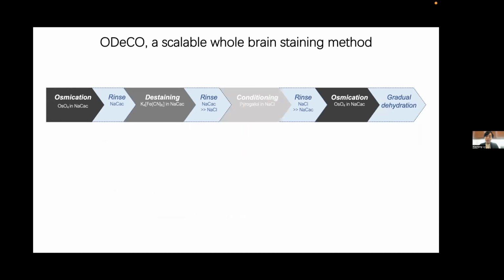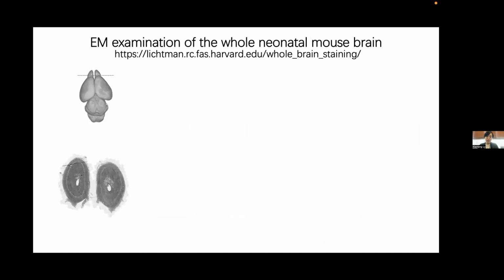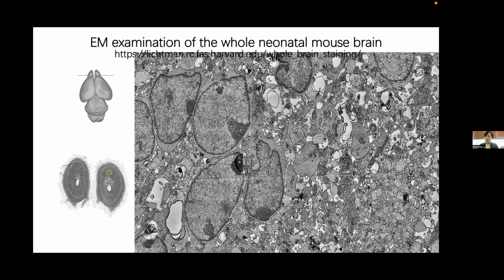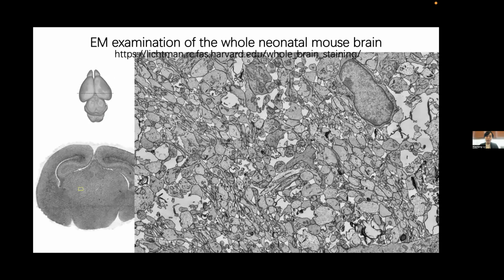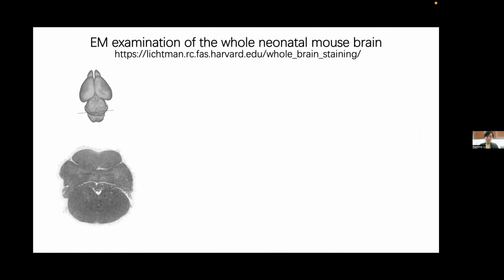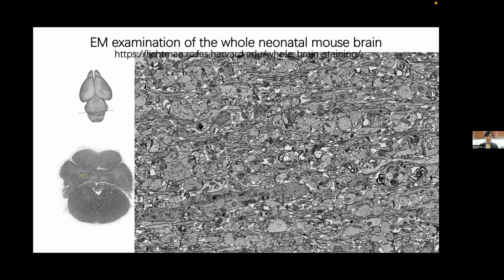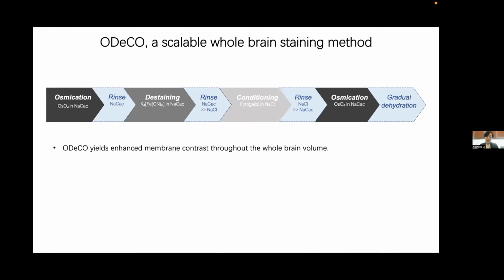And with the help of X-ray imaging, we now have a whole brain staining protocol. So let's examine the EM quality of an Odeko-stained neonatal mouse brain. This is the anterior part of the brain block, and the olfactory bulb looks beautifully stained. We move to the center of the brain, and the membrane also looks crisp. And if we move to the posterior of the brain block, the tissue is also well stained. So it proves that Odeko yields enhanced membrane contrast throughout the brain volume.